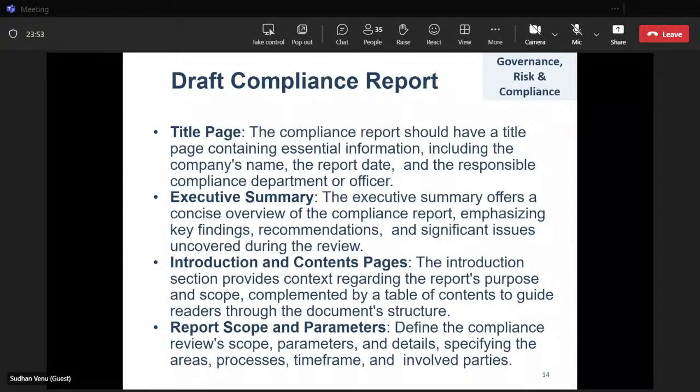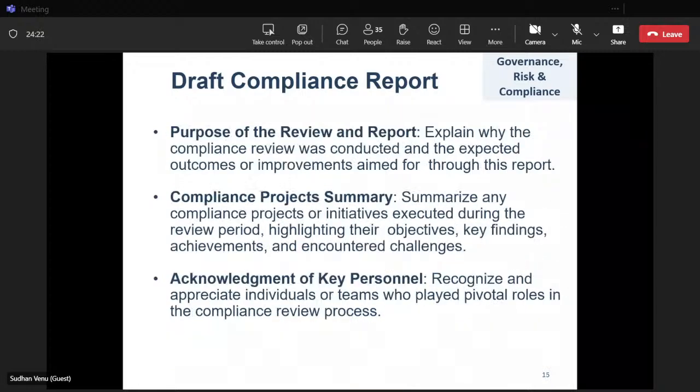And next one is the introduction and contents page, which provides the context regarding the report's purpose and the scope, complemented by the table of contents to guide the reader through the document structure. Then report scope and parameters. So in this phase, they have to define the compliance and review scope, parameters, and the details, and specify the areas, procedures, timeframes, and involved parties for the complaints report.